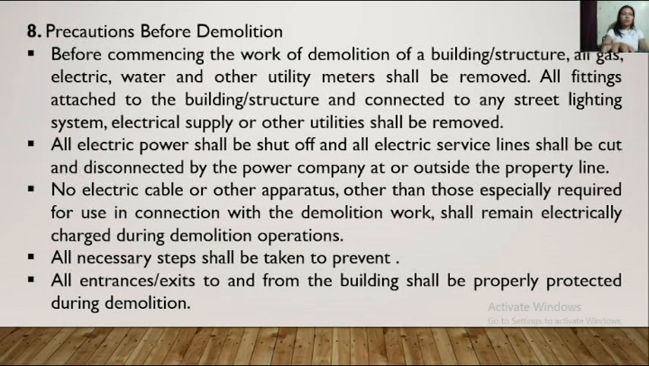Then the next one is the precautions before demolition. So before commencing the work of demolition of any building or structure, all gas, electric, water, and other utility meters shall be removed. Then all electric power shall be shut off. Then no electric cable or other apparatus, other than those especially required for use in connection with the demolition work, shall remain electrically charged during demolition operations. Then all necessary steps shall be taken to prevent accidents. Then all entrances and exits to and from the building shall be properly protected during the demolition process.